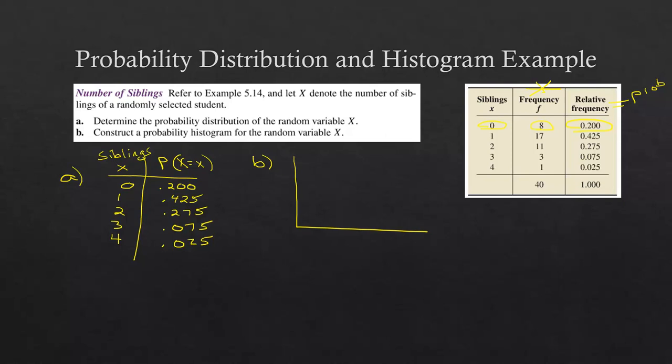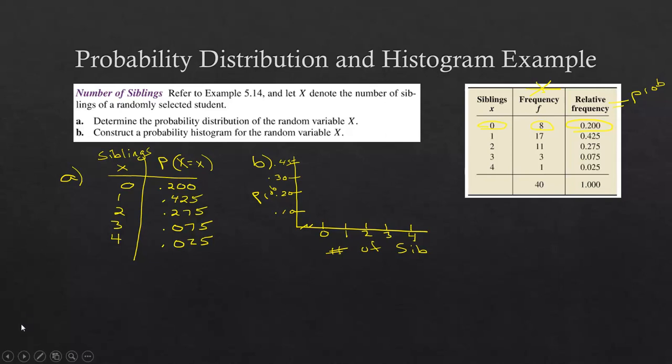Alright, so we have number of siblings on the x-axis, and we have the probability on the y-axis. I'm going to use some rough estimates with this. I'm not going to get as specific as your book did, because you can very easily turn to your book and see this same picture. We have a break in our graph, and then we're just going to do 0, 1, 2, 3, 4.